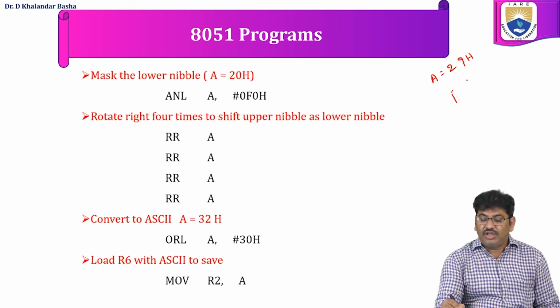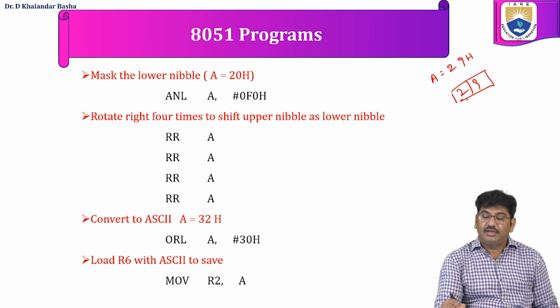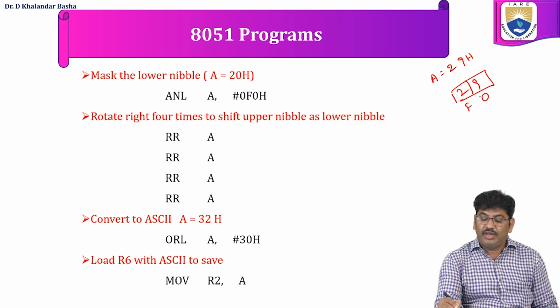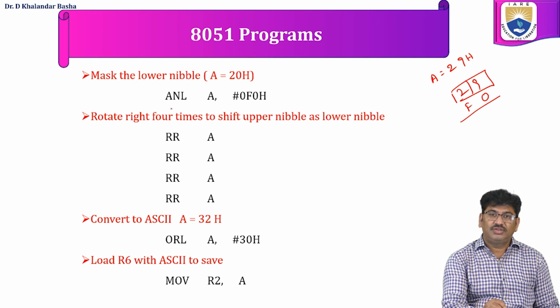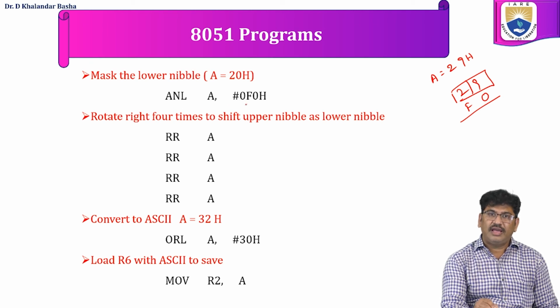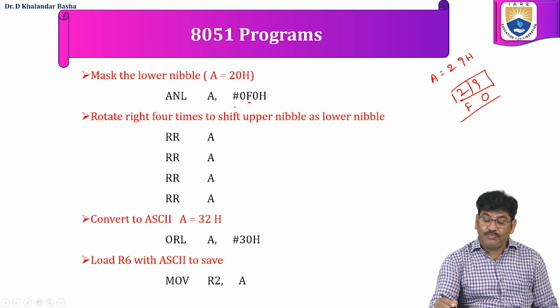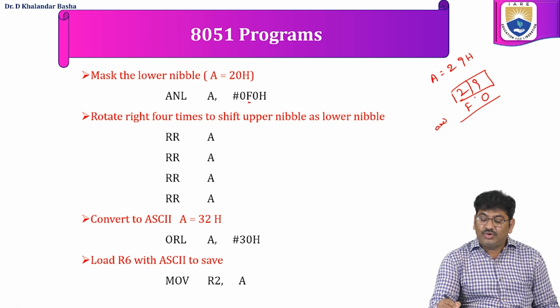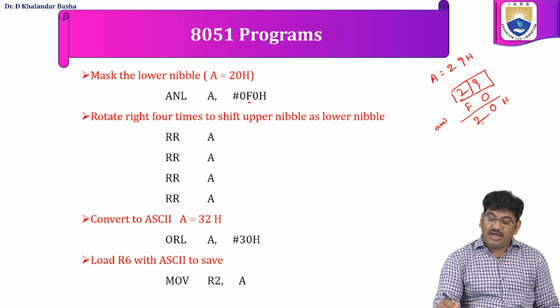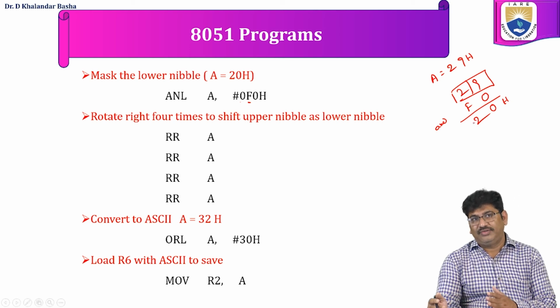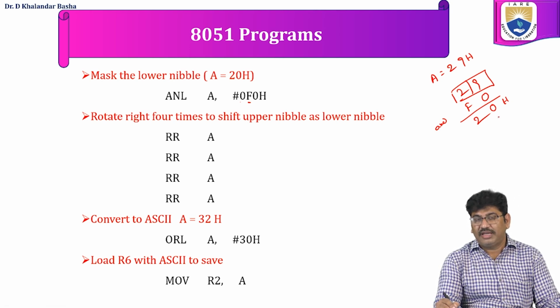Now for this 29H, we want to extract only the upper nibble. So we are going to AND this with F0H. So ANL A, #0F0H. As it is starting with an alphabet, it will be preceded with 0. When we AND 29H with F0H, 9 AND 0 will produce 0, and 2 AND F will produce 2. So that is 20H. That data we want to shift towards the right side, because this upper nibble we want to make it the lower nibble.